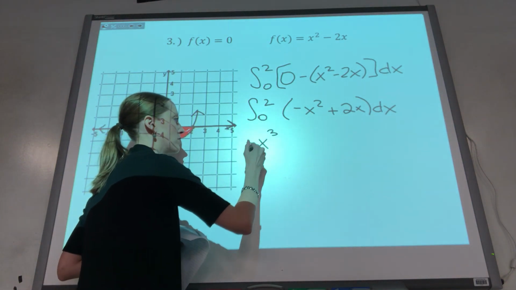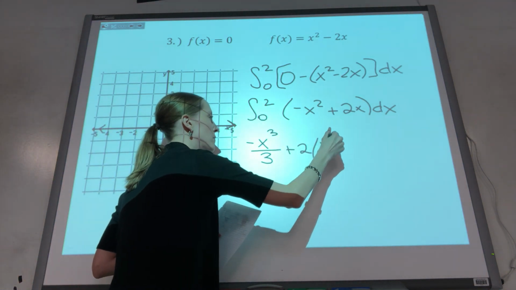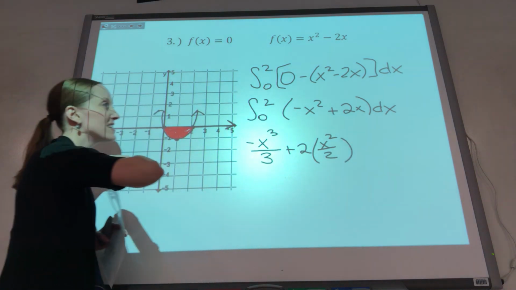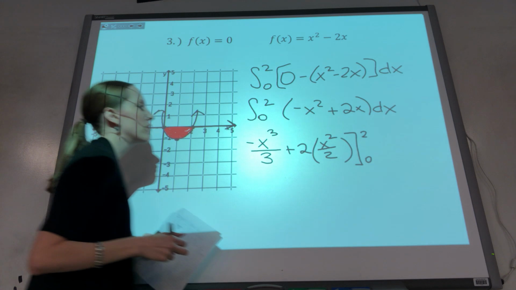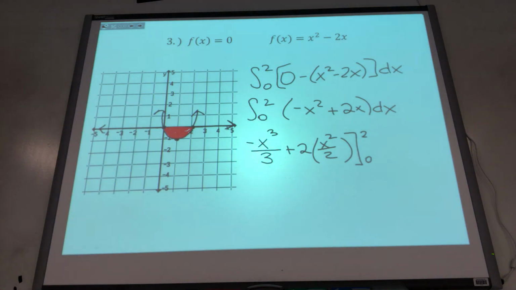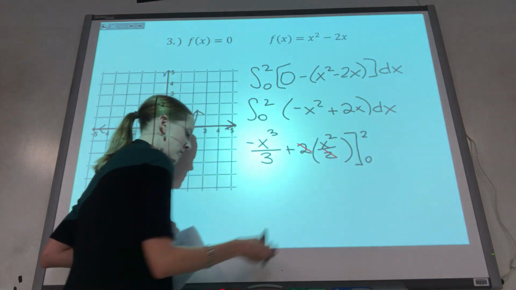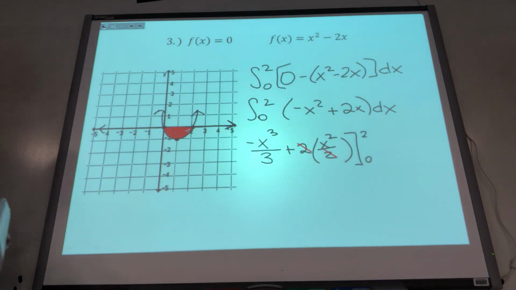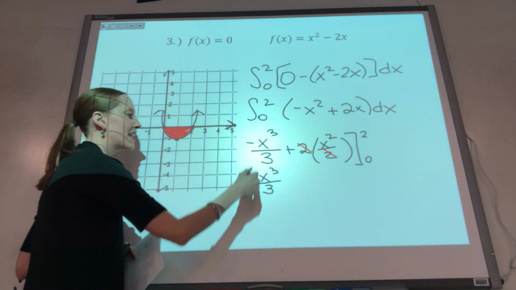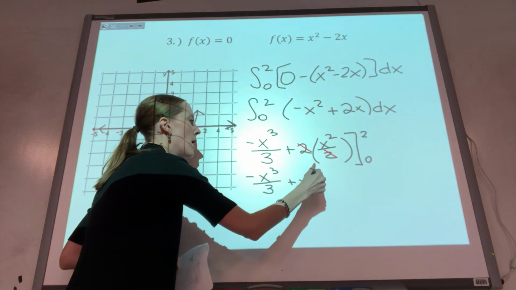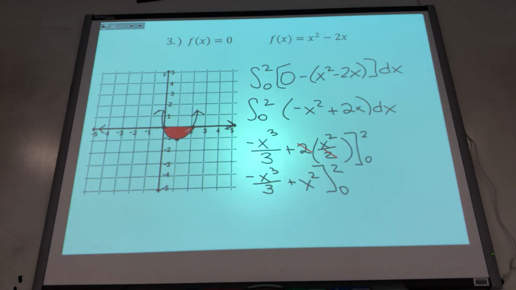All right, so here it goes. Negative x cubed over 3 plus 2 times x squared over 2. I'm just leaving the 2 out front while I integrate the x. Now actually, those 2's can just drop out, which makes it a little bit easier to work with. Now it's negative x cubed over 3 plus x squared, and we're going from 0 to 2.